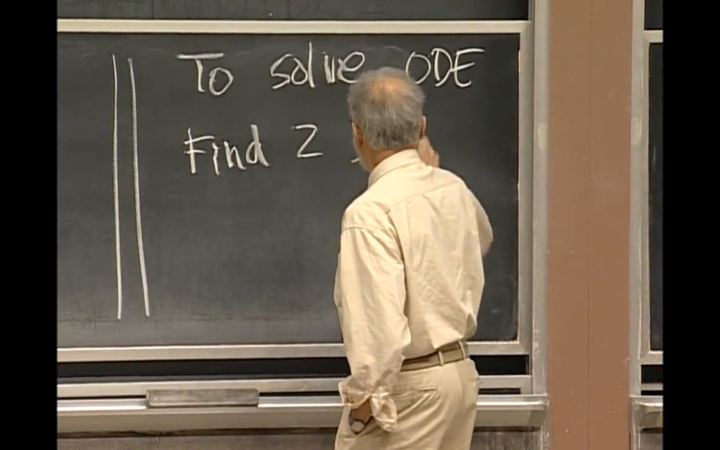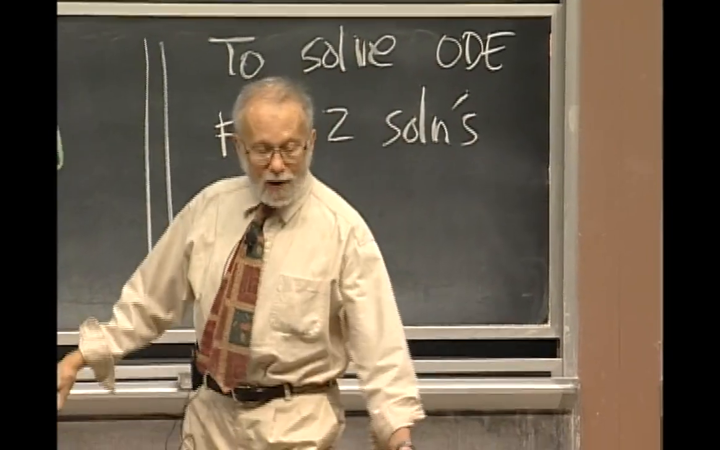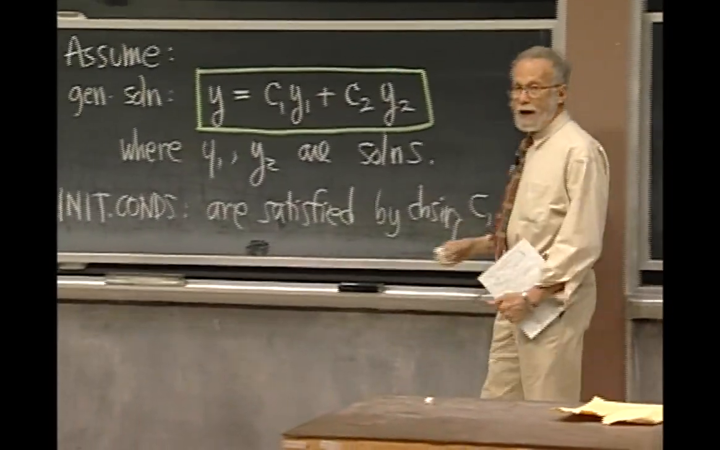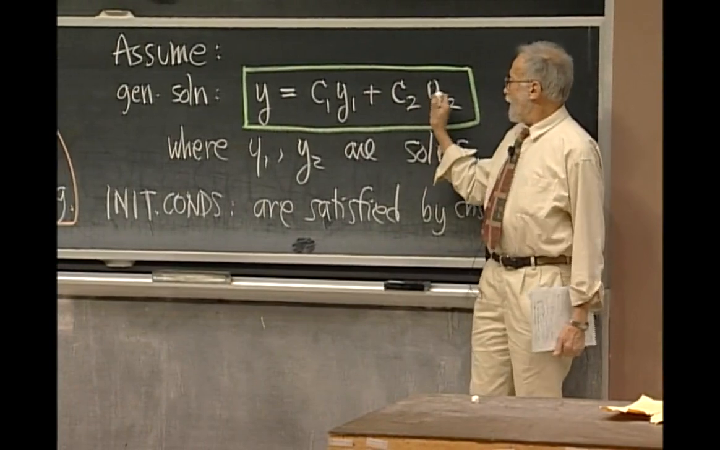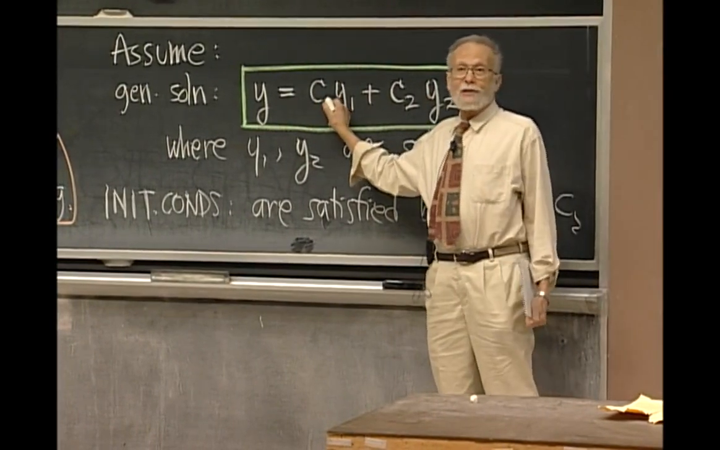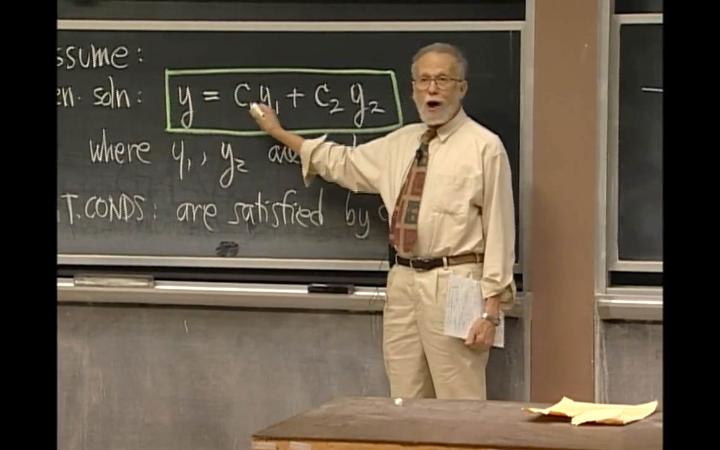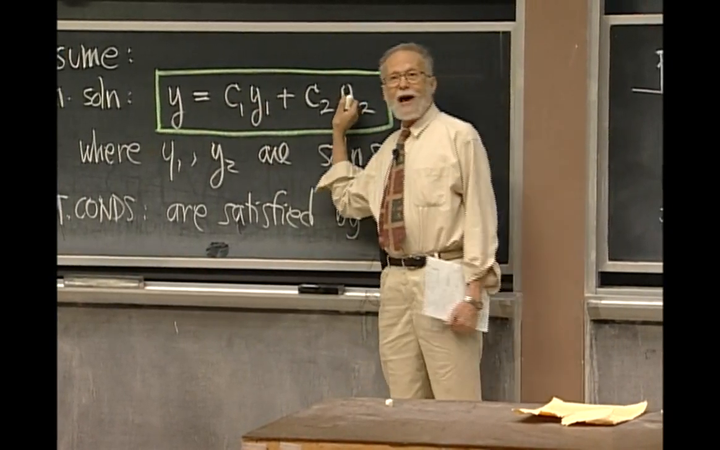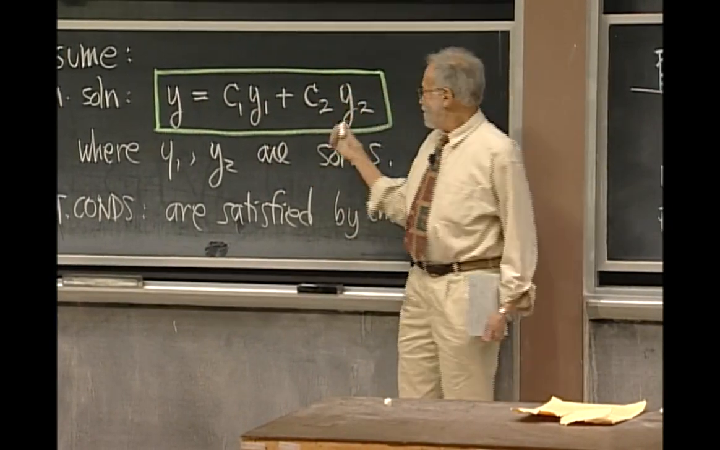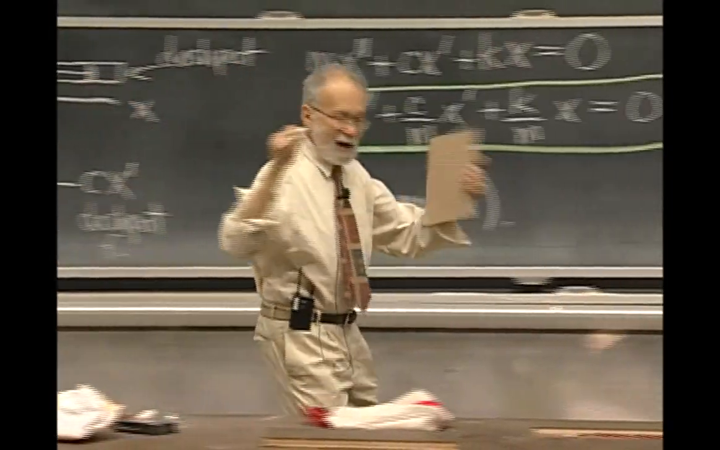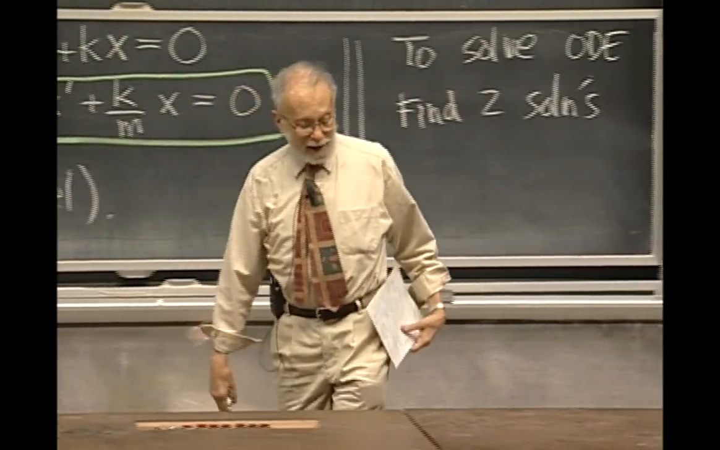Now, don't make it too trivial. There's a condition that the solutions should be independent. All that means is that y2 should not be a constant multiple of y1. I mean, if you've got y1, then 2 times y1 is not an acceptable value for this because, as you can see, you really only got 1 there. You're not going to be able to make up a 2-parameter family.